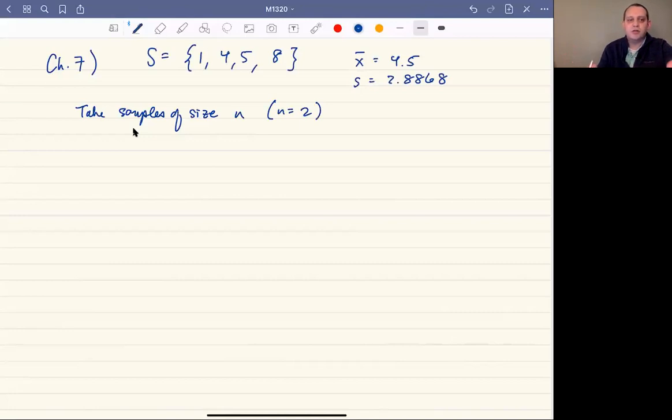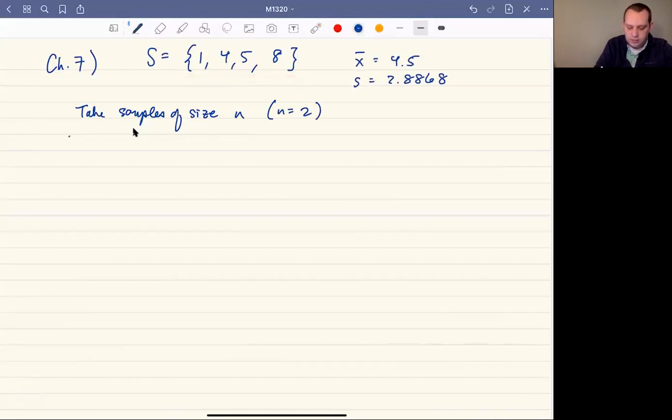There's some nice R code that's built into this, which I'll show you in a second. So we're going to take samples of size n, and in this case our n will be 2. We're going to look at those subsamples, and there's going to be 6 of them, because that's 4 choose 2. We have 4 things and we want to choose 2 of them. There's 6 ways to do that.